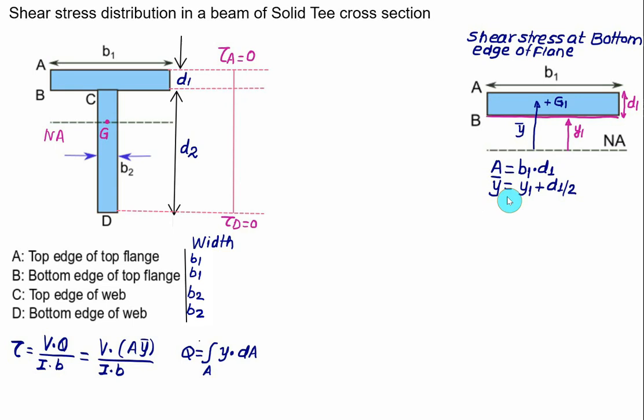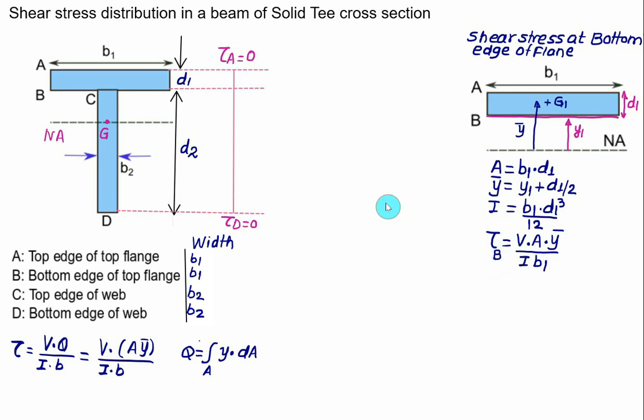As far as the moment of inertia I is considered for the given section, we have width equal to b1 and depth equal to d1, so we have the cube of it divided by 12. Correspondingly we can calculate the shear stress. This value of shear stress will be V multiplied by area multiplied by y bar divided by I times B. Here V is the shear force, A is the area, y bar is the distance, I is the moment of inertia, and the corresponding width will be equal to B1. So this one is the shear stress at point B.